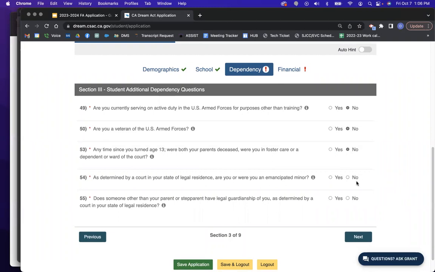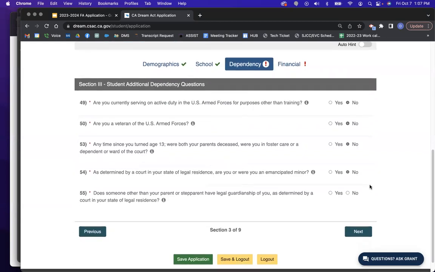And then this question is always a confusing one for folks. If you were an emancipated minor, and what this means is you legally divorced from your parents. You would know if you are, because you would have gone to court and needed to provide documentation that you were able to basically take care of yourself, and you did not need your parents anymore before you turned 18. So this is, I would say, not as common, but if you are emancipated, you would definitely know.